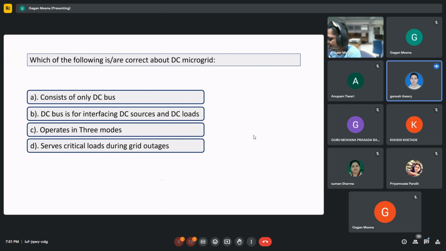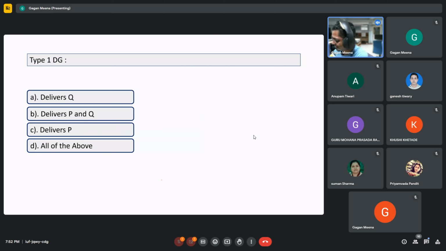Why not A? Only DC bus, sir. It can supply AC also. Well, a DC microgrid will have an AC bus? No, it can supply AC loads with the help of a converter, but the bus will be only DC. Yes, it can supply AC load, with the only thing that a DC to AC converter will be required. What will be the correct answer? Then all will be. Even I have put BCD. In fact, all are correct.